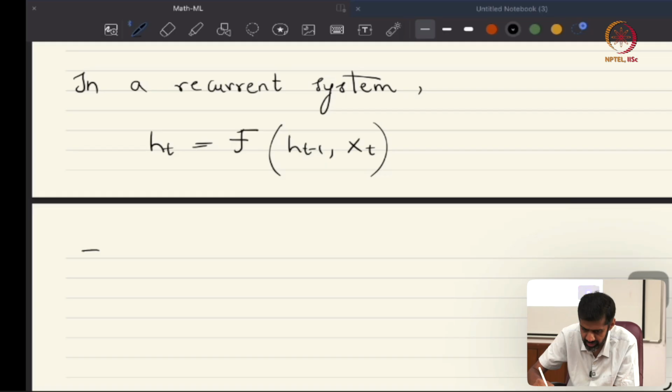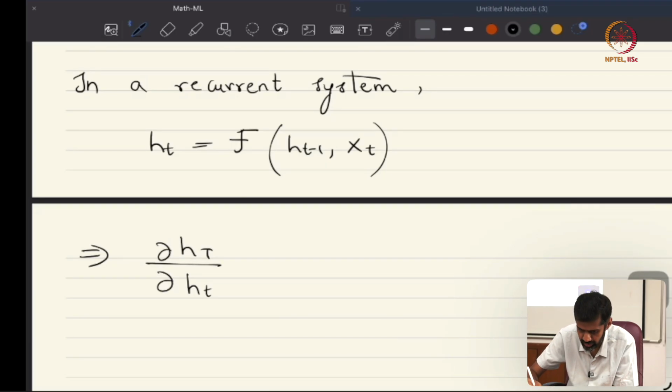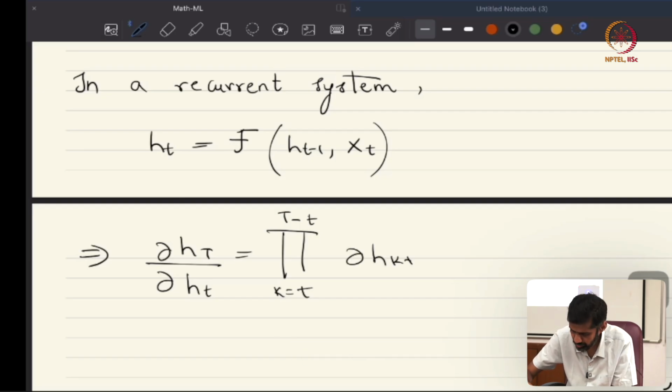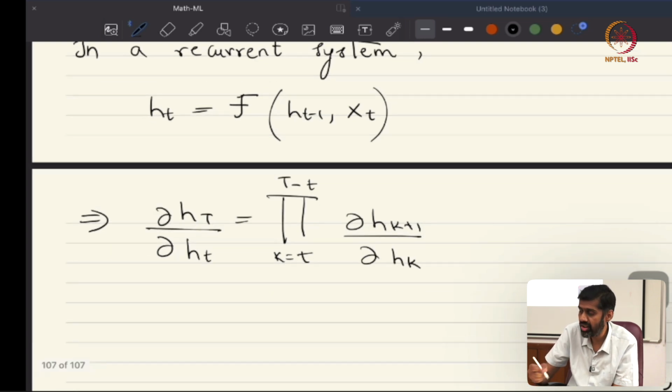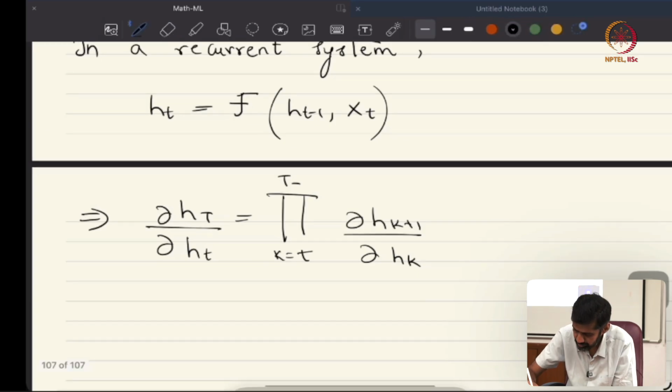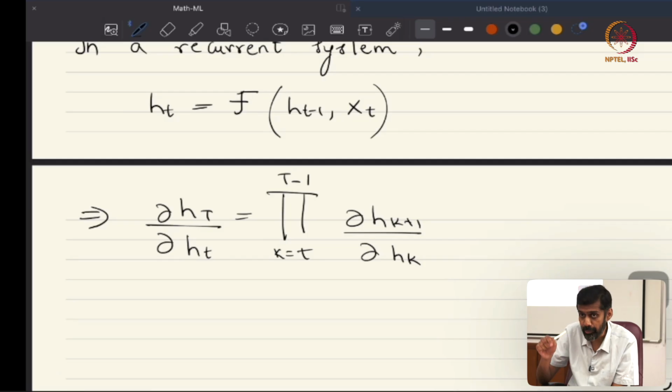So this implies that this particular Jacobian, which is a product of these terms, so dependence of the final hidden state on any previous hidden state is through this product. Oh, sorry. Yeah, this comes up because of the recurrent nature, correct?